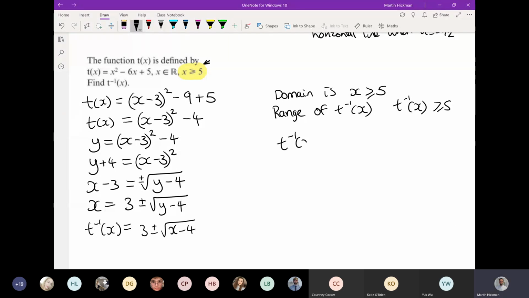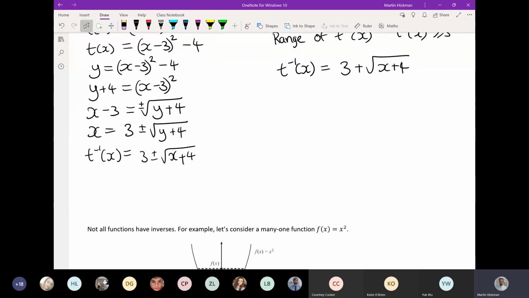So t to the minus 1 would be 3 plus the square root of x minus 4. Sorry, did I put minus 4? This should be plus 4, shouldn't it? Sorry, that should have been plus 4 there. And you would know that the range of that would be greater than or equal to 5. Okay, yeah, sorry, that should have been a plus 4 there.